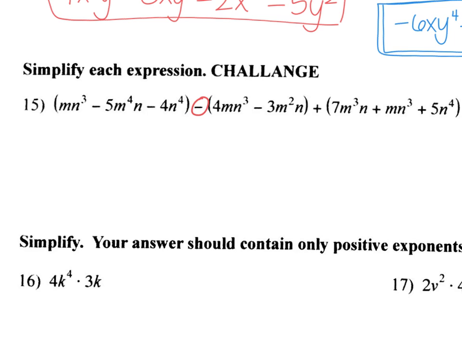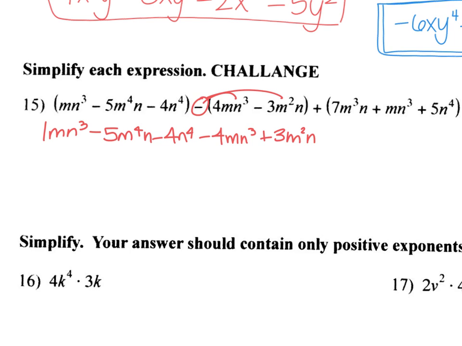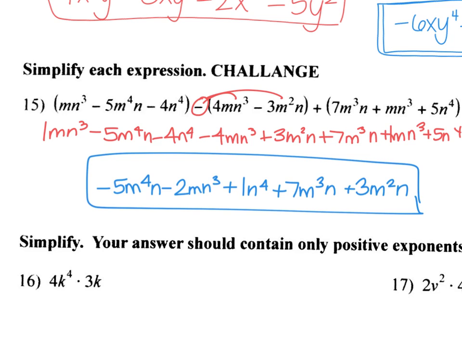All right, again, I've got a negative sign. This time it's only distributing on the inside. Also, you probably want to make sure that you write ones in front of anything that doesn't have a coefficient. So this is going to be minus 4mn to the third plus 3m squared n. And then we're back to just keeping the same signs because I've got a plus sign, plus 1mn to the third plus 5n to the fourth. And when I do all of that, I'm going to get a final answer. So just make sure that you have combined like terms correctly, and this is what you should get in the end.